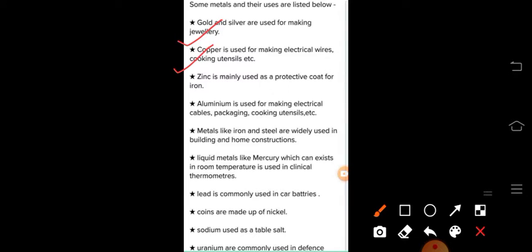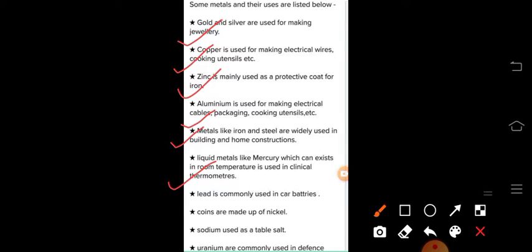Copper is used for making electrical wires, cooking utensils, etc. Zinc is mainly used as a protective coat for iron. Aluminium is used for making electrical cables, packaging, cooking utensils, etc. Obviously, you may have cooking utensils at your home. Those are made of metals only. Metals like iron and steel are widely used in building and home constructions.